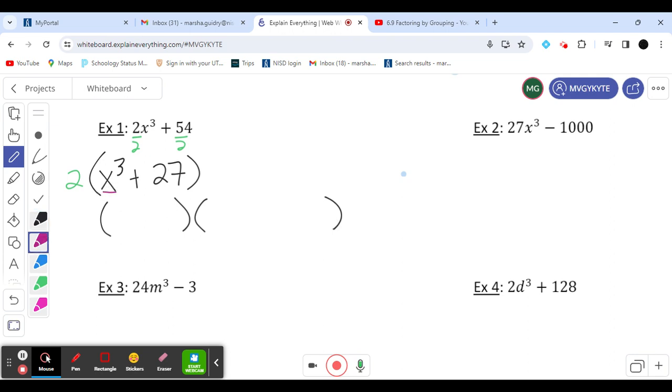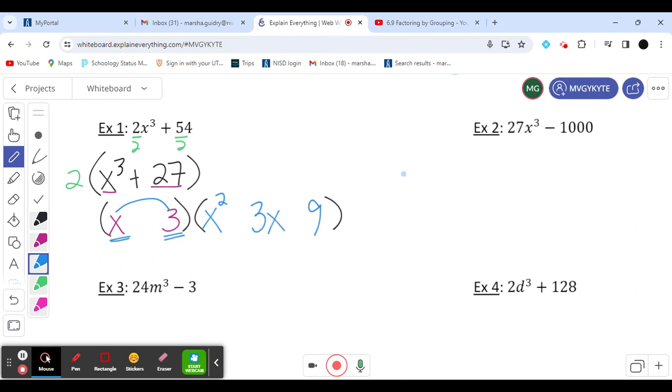So x to the third power, its cube root is just x. 27 to the third power, its cube root is just 3. All right, now what is x times x? That gives us x squared. What is 3 times 3? That gives us 9. Now let's multiply x and 3 together, and that gives us a 3x.